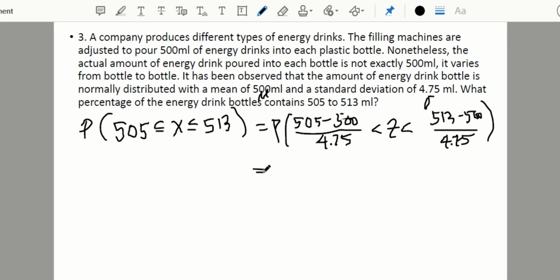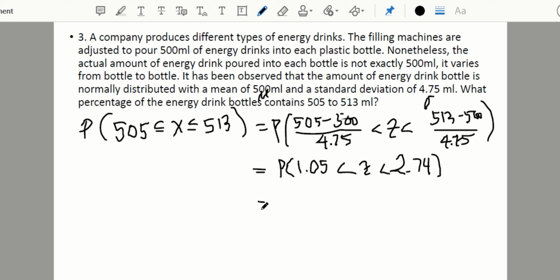So we have 1.05. Okay, so up to 2 decimal places only, round off to 2 decimal places. And on the other side, we have 513 minus 500 is 13 divided by 4.75, that is 2.74.